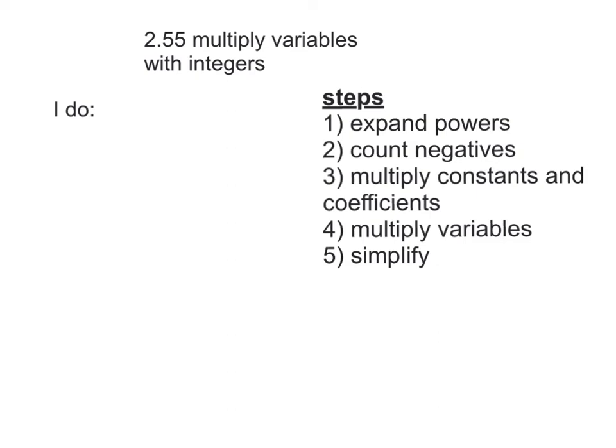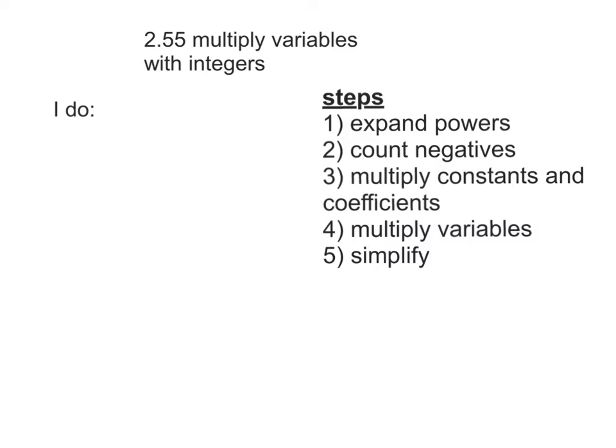So this is 2.5, multiply variables with integers. What I first would like you to do is in your notes, I want you to write down the steps. So pause the video and go ahead, write down those steps, 1 through 5. What I'm going to do is go through the steps.